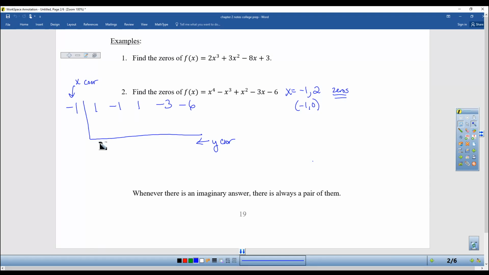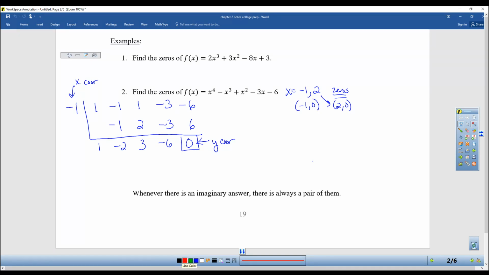So I get 1. Remember, add, multiply, add, multiply, add, multiply, add, multiply. And sure enough, it came out to be 0. So there's no remainder. That's the y-coordinate. The other 0 is 2, 0.